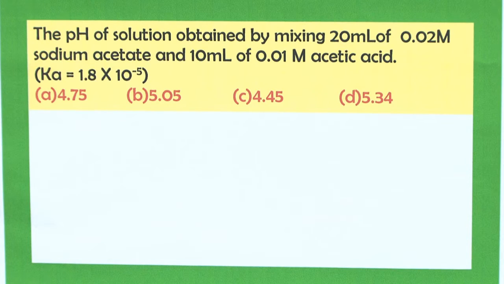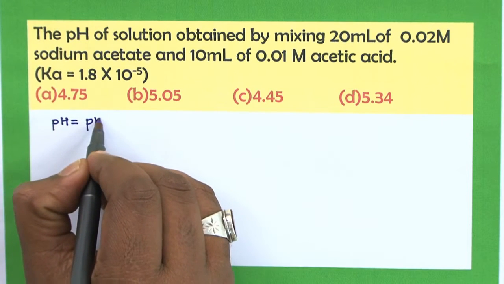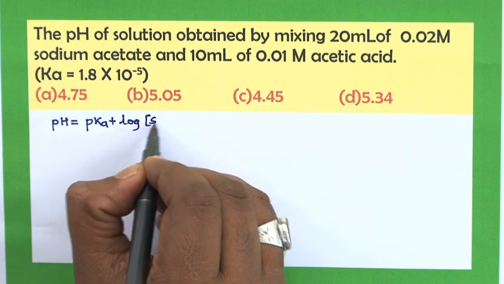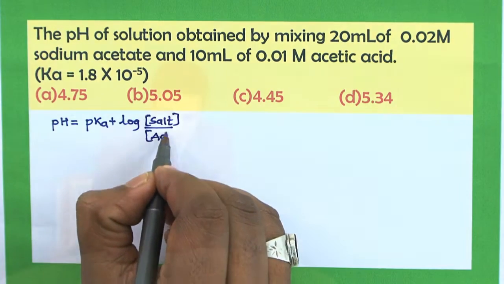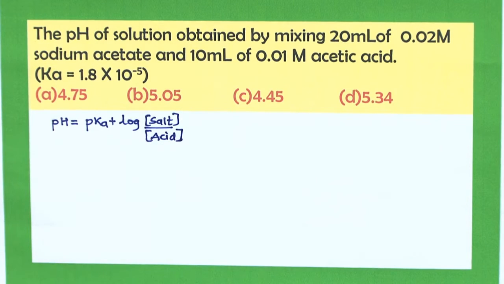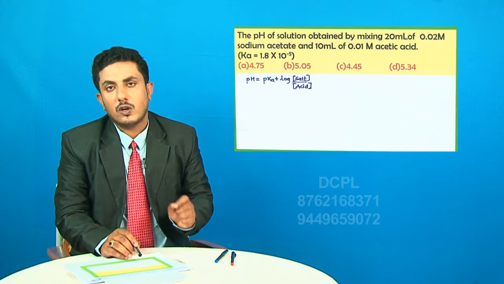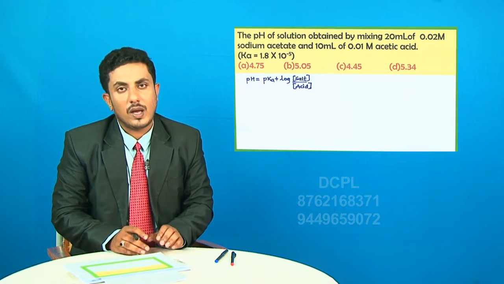Since it is an acidic buffer, we can calculate directly the pH. pH is equal to pKa plus log of concentration of salt divided by the concentration of acid in the buffer. Now, to calculate the concentration of salt and the concentration of acid, first you need to calculate the number of moles of salt and the number of moles of acid, then you should divide it by the total volume, because after mixing the concentration varies.